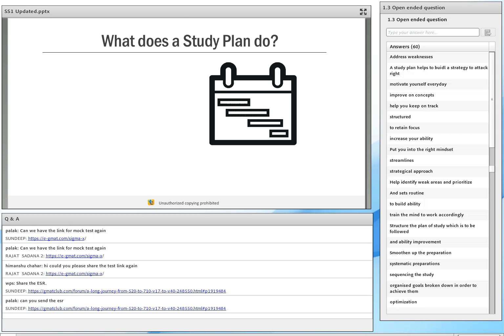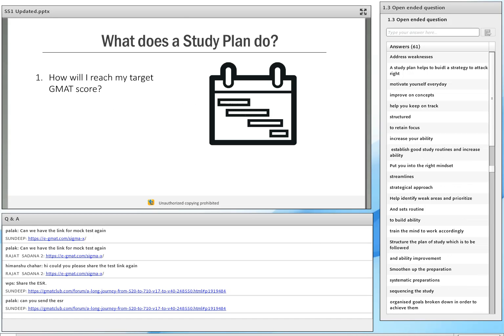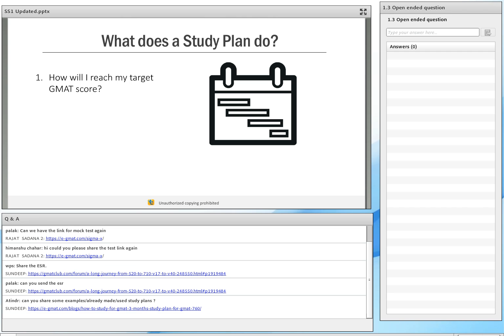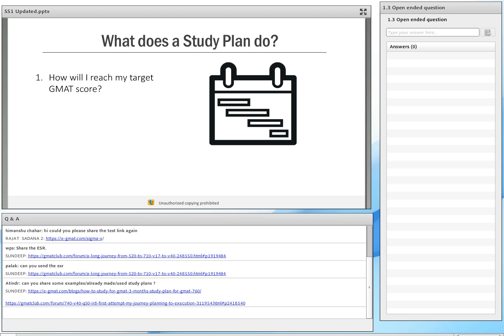So a study plan does 3 things. The first thing it does is tell you how you will reach your target GMAT score, and the answer to this how is multifaceted. When you think about a study plan, you've got to get your starting abilities in SC, CR, RC, arithmetic, and algebra, because without it, you don't have a good starting point. Once you have your starting abilities, the study plan then tells you what target abilities you should aim for to get to your GMAT score.